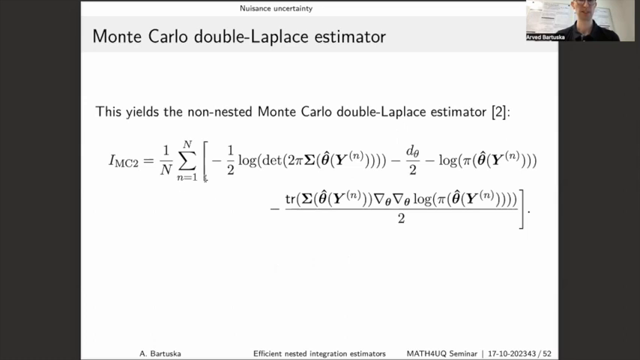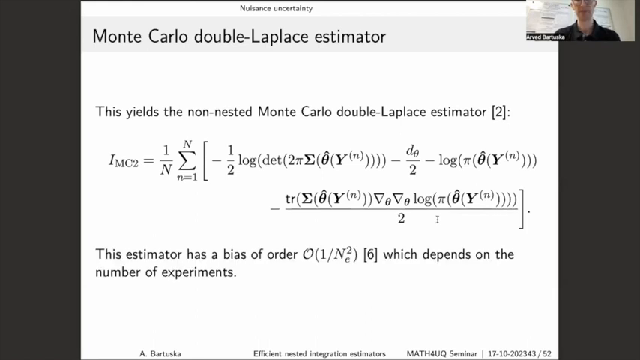And from this, we obtain a non-nested estimator. Again, it's not so important what this looks like. What is important is that we have one outer Monte Carlo and no inner discretization, only the bias from the Laplace approximation and the bias from the finite element approximation, but no inner sampling bias.